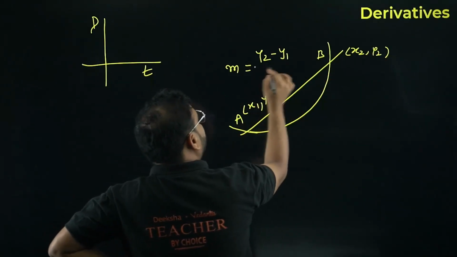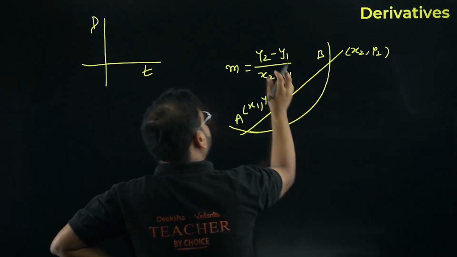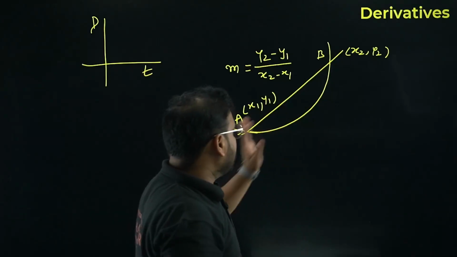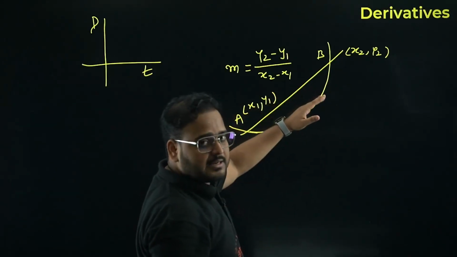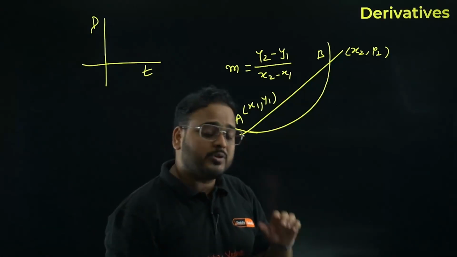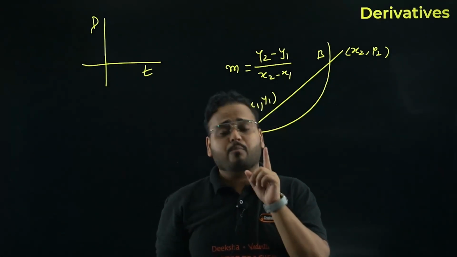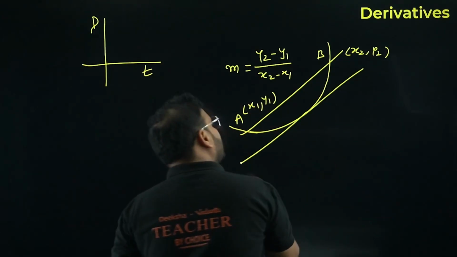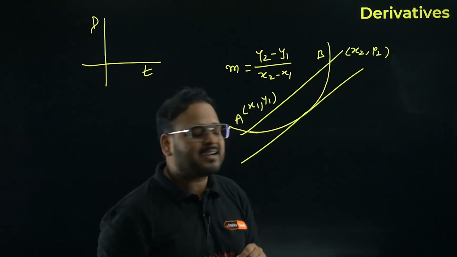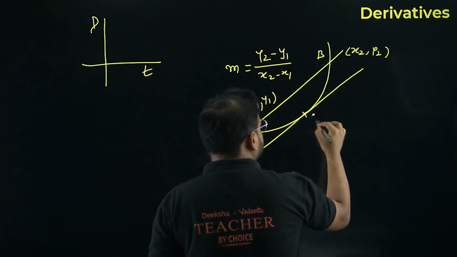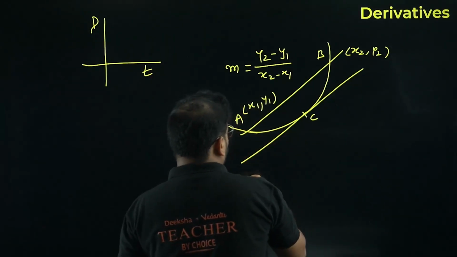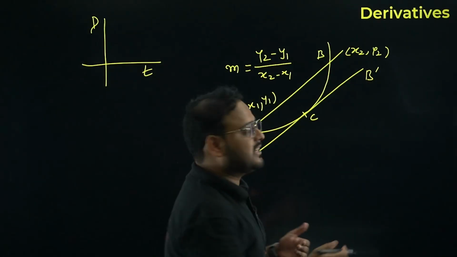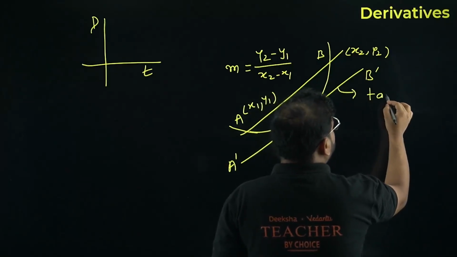y2 minus y1 divided by x2 minus x1 will give me the slope of the line AB, the secant, the chord, whatever you want to call AB. Now if you keep moving this secant to a point where it becomes a tangent, what was the property of a tangent? It should have only one point of contact. So if I have a line like this having only one point of contact, let's say this point C, and I call this line A dash B dash, it becomes a tangent now.